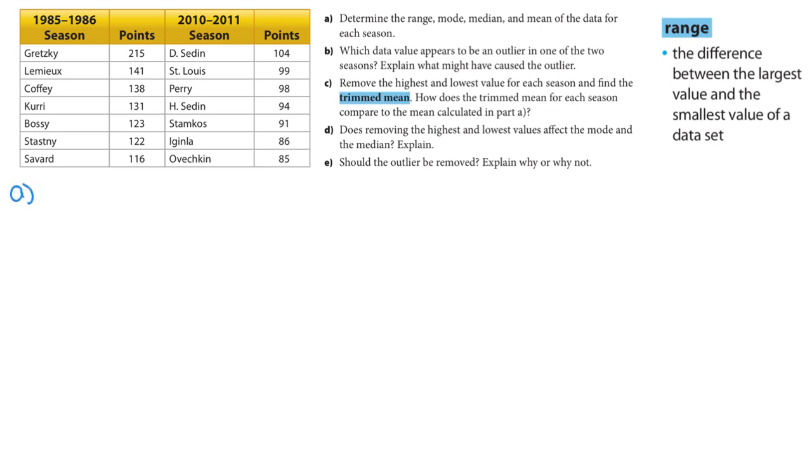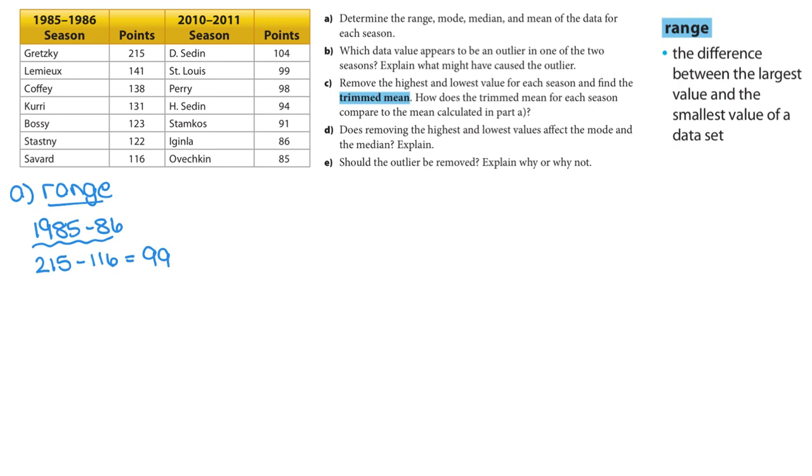So for range, in the 85-86 season, well, the highest value is 215, and the lowest value is 116. So all we need to do is subtract those to find that the range is 99.